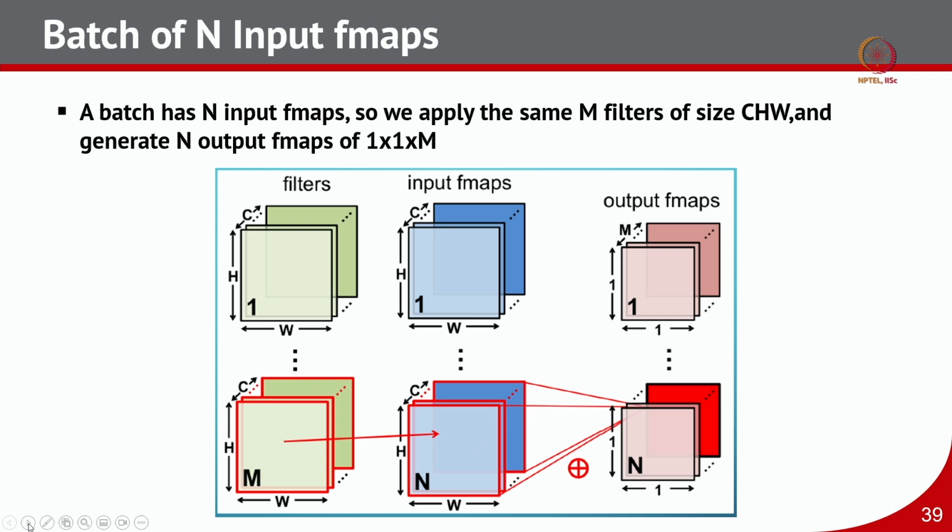In the last class, we discussed flattening. We took one quantitative example of flattening. There we saw that if we flatten the input feature map as well as the filter, then how does it look? And then we discussed the fully connected layers, right?